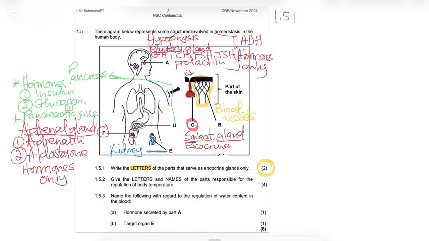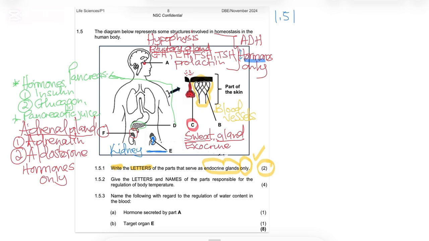So the keyword for this question would be write. You're writing letters only, of parts that serve as endocrine glands only. And the word only is qualifying. So we want those parts that are serving as endocrine glands. Because we have already studied our diagram, it's going to be easy for us to find the answers for this question, because we simply go to the diagram and get the answers.